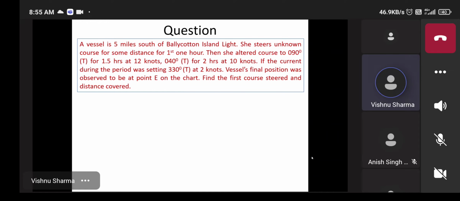Now, the same question, we have changed what is given and what is to be found out. A vessel is 5 miles south of Ballycotton Island. She steers an unknown course for some distance. So we don't know the distance, we don't know the course. Both the things are missing. For the first 1 hour, we know the duration. After 1 hour, she went on a course of 090 for 1.5 hours at 12 knots, then 040 degrees true for 2 hours at 10 knots. If the current in the region is known, the vessel's final position was observed to be point E.